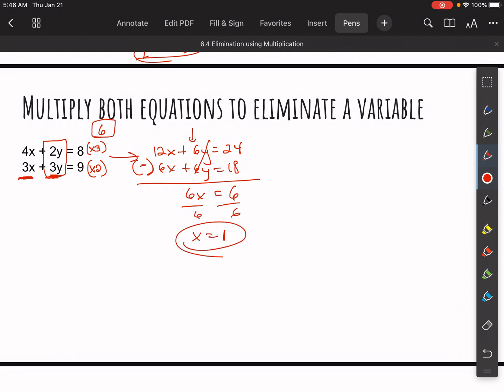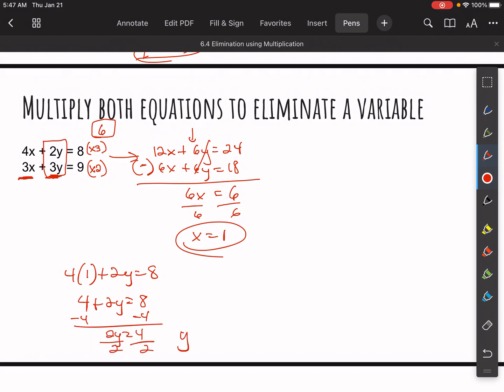Okay, plug that back in like every other time. So we have 4 times 1 plus 2y equals 8. You can plug it into the other one as well. It does not matter. You'll get the same answer. 4 plus 2y is equal to 8. Subtract 4 from both sides. We get 2y is equal to 4. Divide both sides by 2. We get y is equal to 2. So the correct answer here would be 1, 2. That is the solution that works in both of those equations.